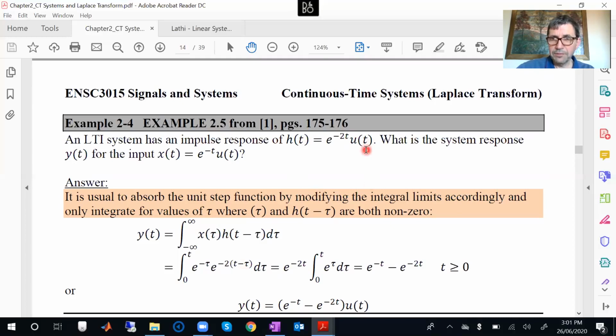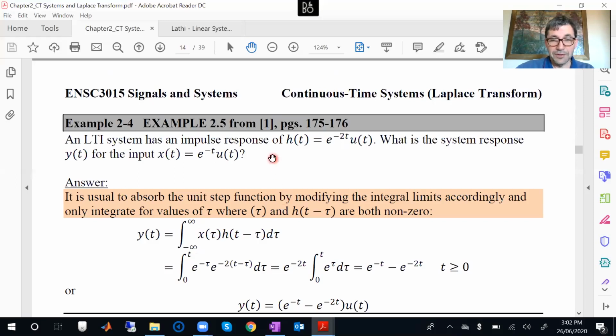First of all, what's happened to the unit step? It's there, it's not here. And you may think this perhaps is related, and it is. Why have we changed negative infinity plus infinity to 0 to t? It is the unit step effect. How does that work out?